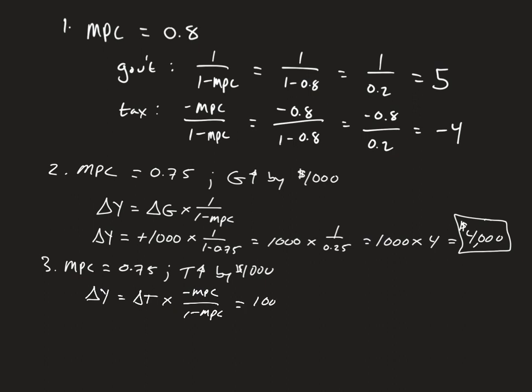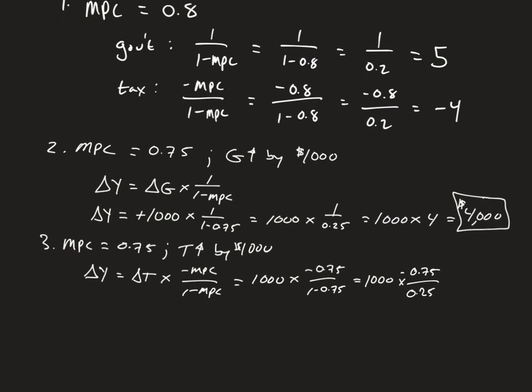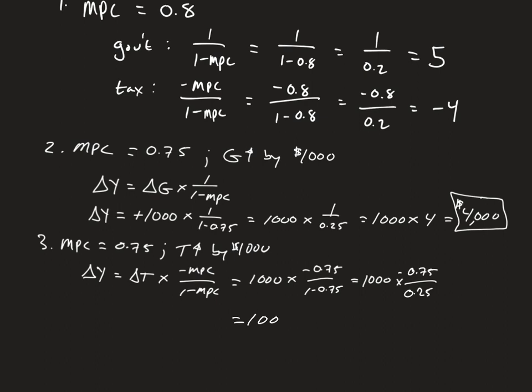Just plug it in: 1,000 times negative 0.75 over 1 minus 0.75 equals 1,000 times negative 0.75 all over 0.25, which is going to equal 1,000 times negative 3, which is equal to negative $3,000. So again, holding all else constant, if taxes increase by 1,000, we would see real GDP decrease by $3,000.